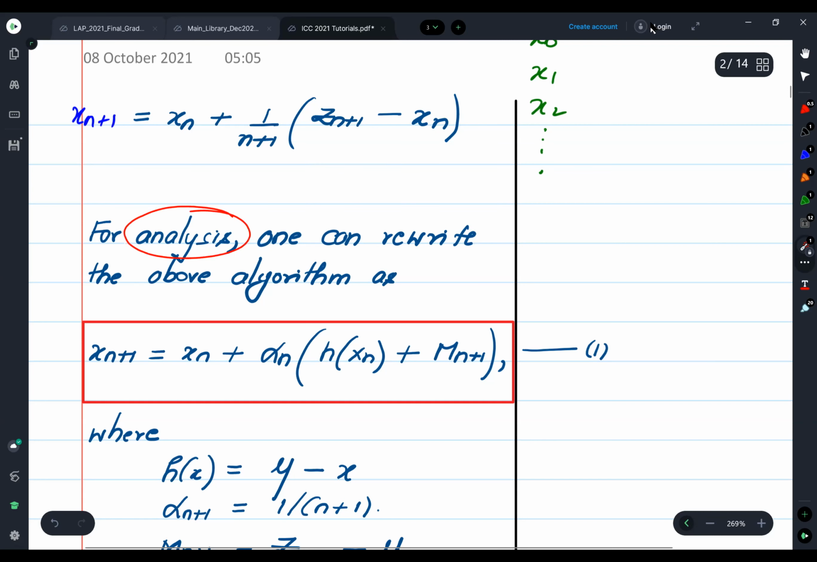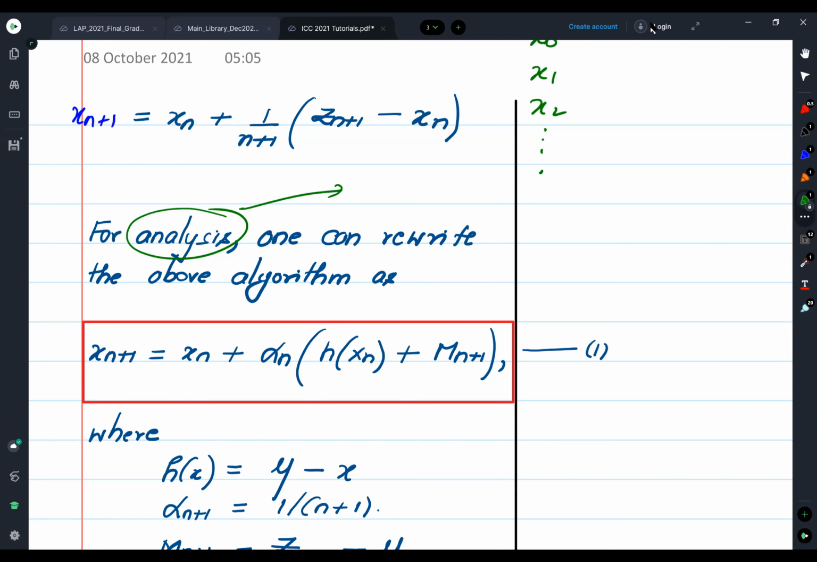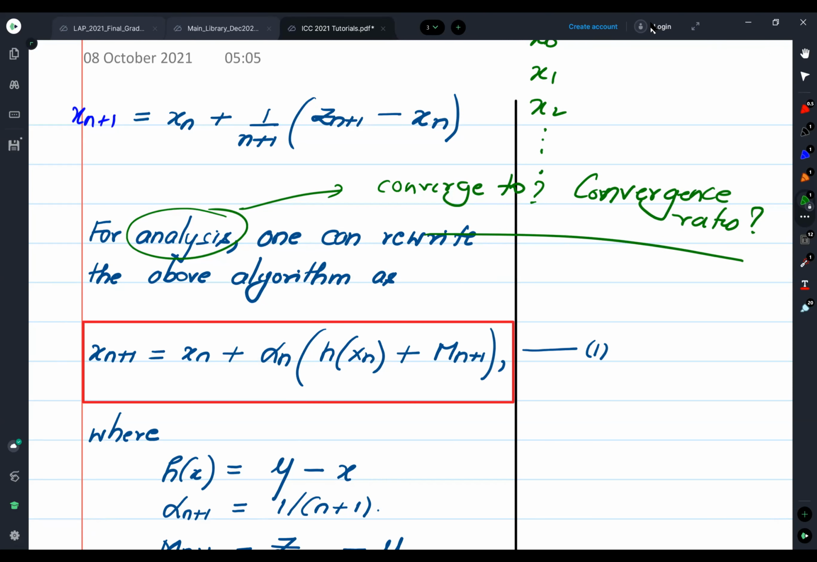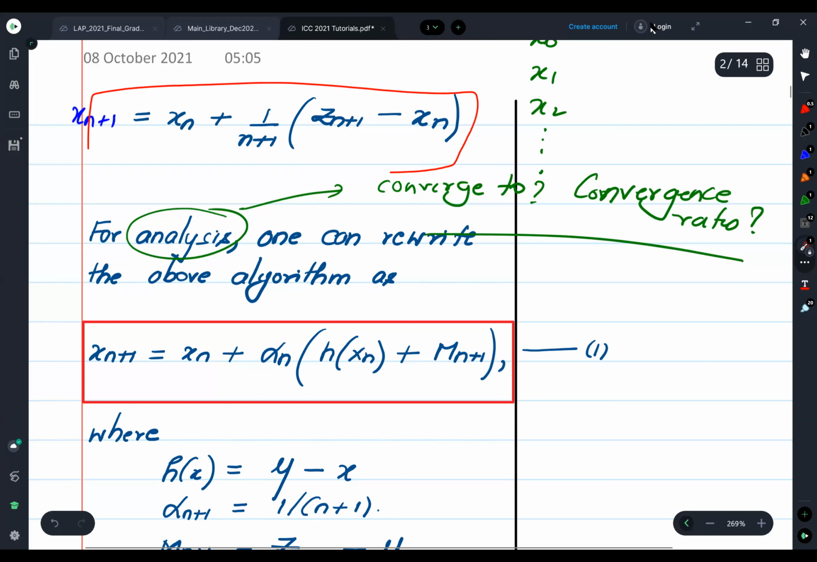However, for the purpose of analysis, whenever I say analysis, it refers to where would such an algorithm converge to, what would be its convergence rates, and so on. So basically we want to understand the behavior of this algorithm. Whatever questions you have concerning the behavior of this algorithm, when we try to answer them, we will say that we are trying to analyze this algorithm. So for the purpose of analysis, it is useful to rewrite this algorithm as given in this box.